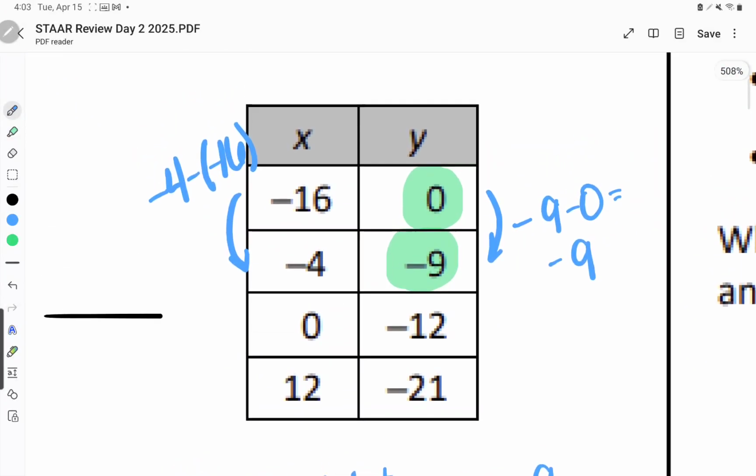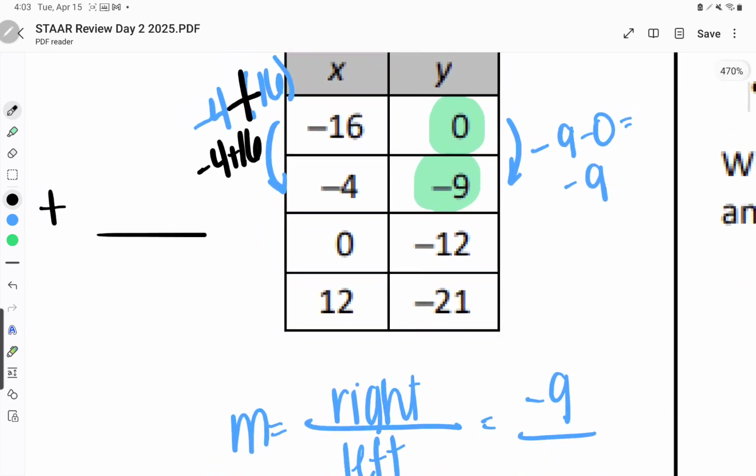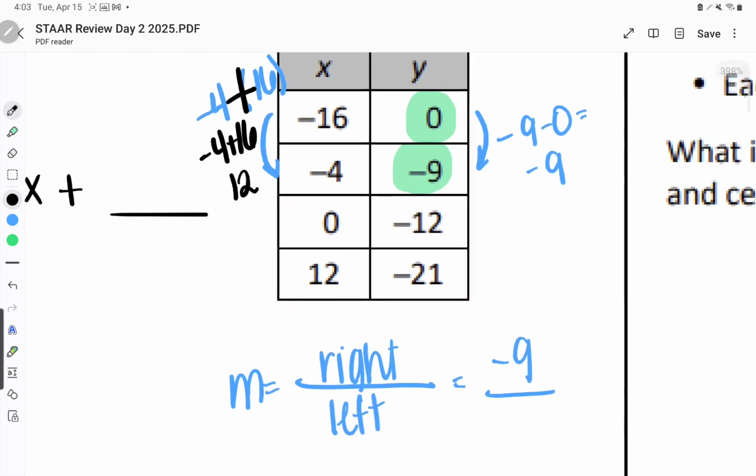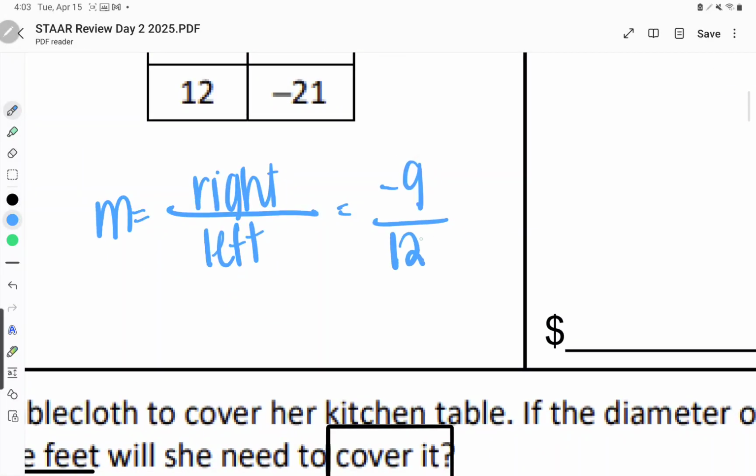Well, I have two negatives right next to each other, so what happens there? The two negatives change to a positive, so I would have -4 plus 16. Now, are these same signs or different signs? Different signs. Different signs subtract. So I would do 16 minus 4, which gives me 12. Then I would keep the sign of the bigger number, so this would be a positive 12. So I have -9 over 12.